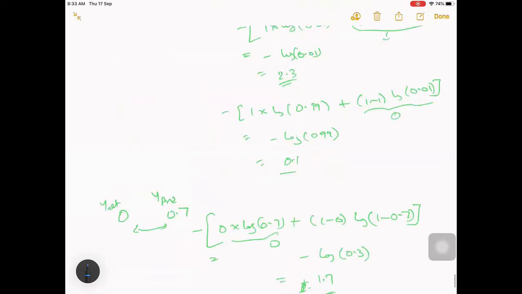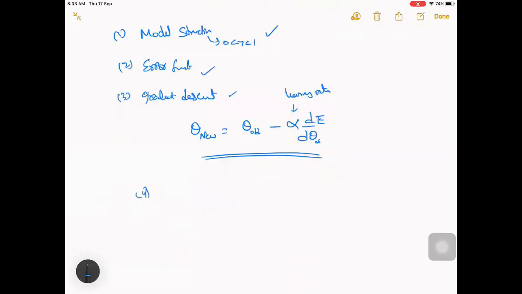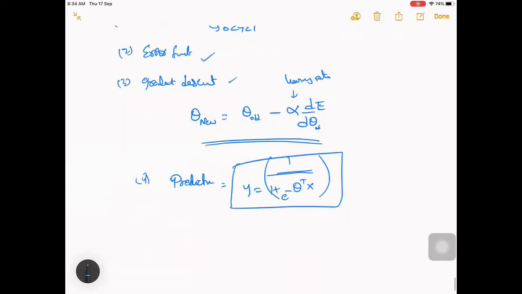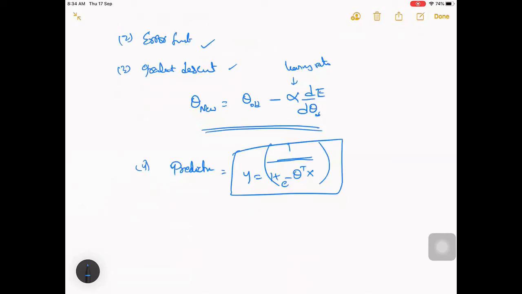And finally, after learning, what will be your y prediction? Y would be, we had theta x, right? So instead of that, what we have defined is 1 over 1 plus e power minus theta x. So this will be our y. Finally, we'll give a prediction based on this y. So directly, we won't say it is 0 or 1. Instead, we will give a probability between 0 and 1.